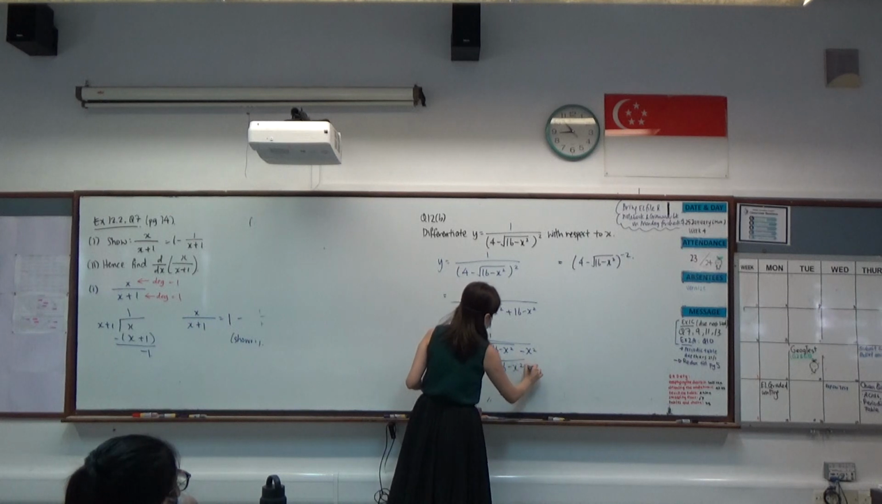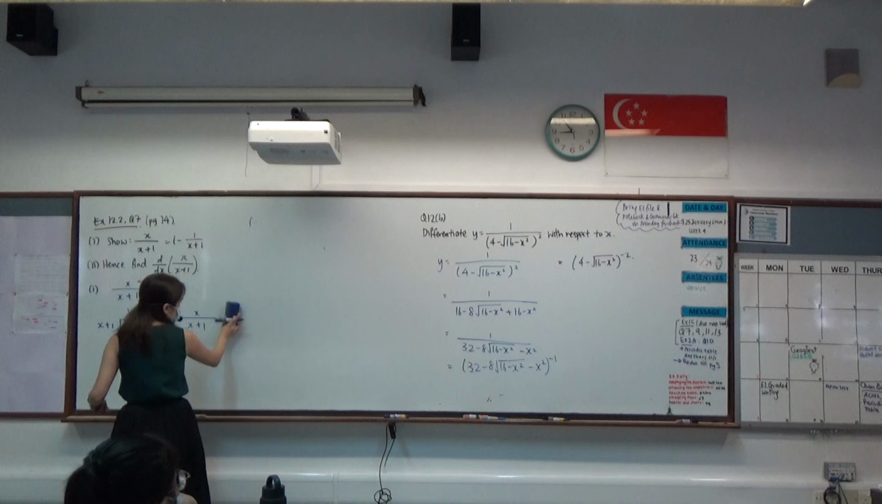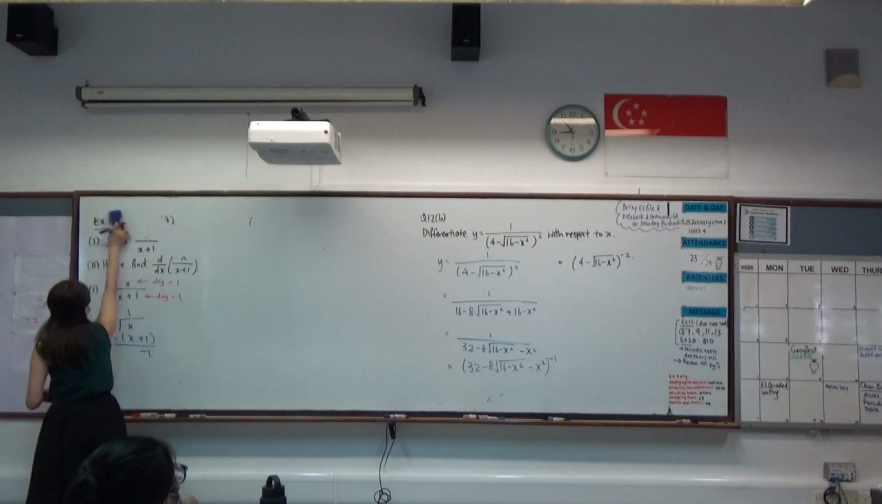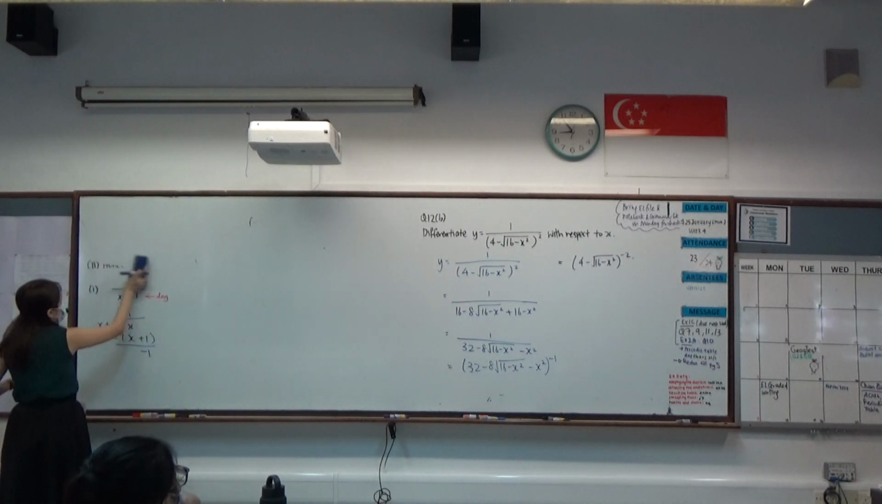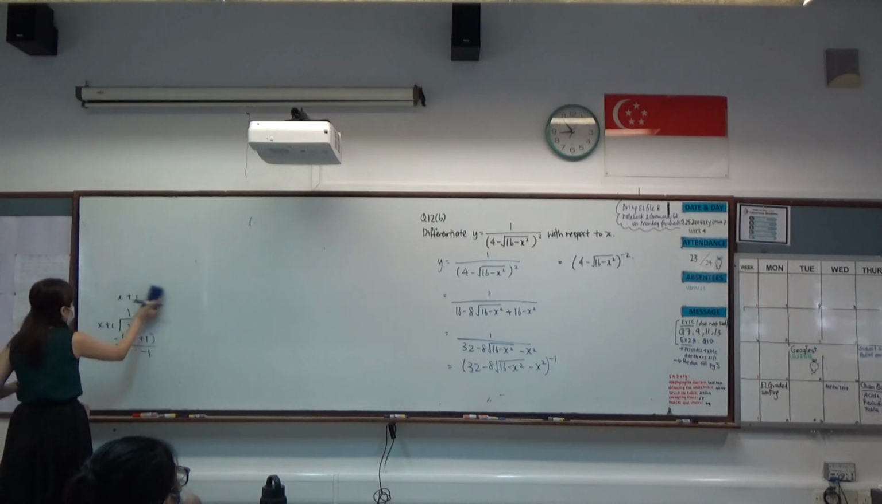Okay, change it into a negative index form. Then remove the square root inside. How do you remove the square root inside? Making bracket half. Oh, okay. Change it into a power of half.